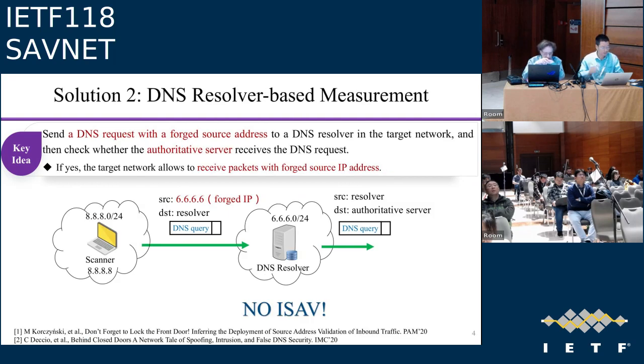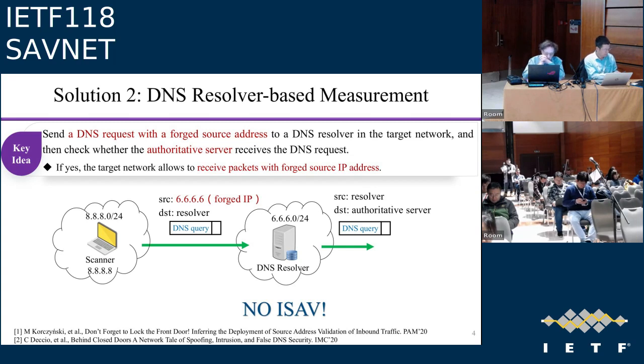Okay, thank you. And the second solution is about the DNS resolver-based measurement. Its key idea is to send a DNS request with a forged source address to a DNS resolver in the target network, and then check whether the authoritative server receives the DNS request. If the DNS request is received, we can know that the target network allows receiving packets with forged source IP address.